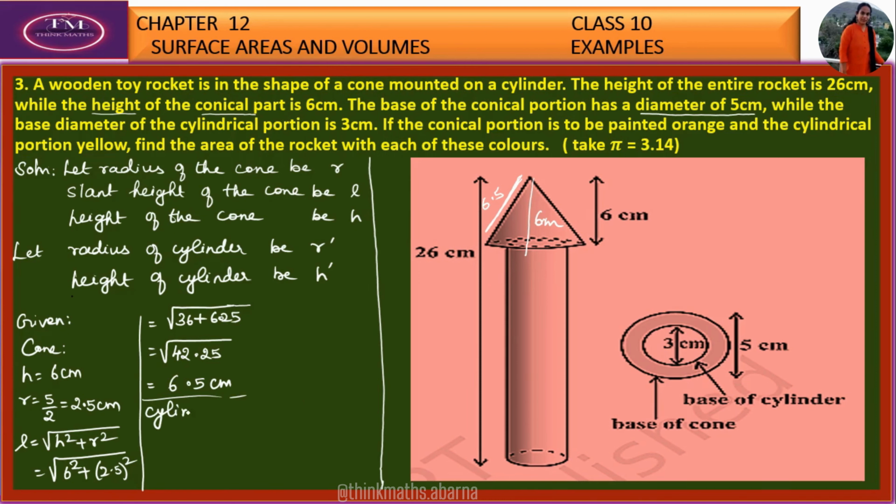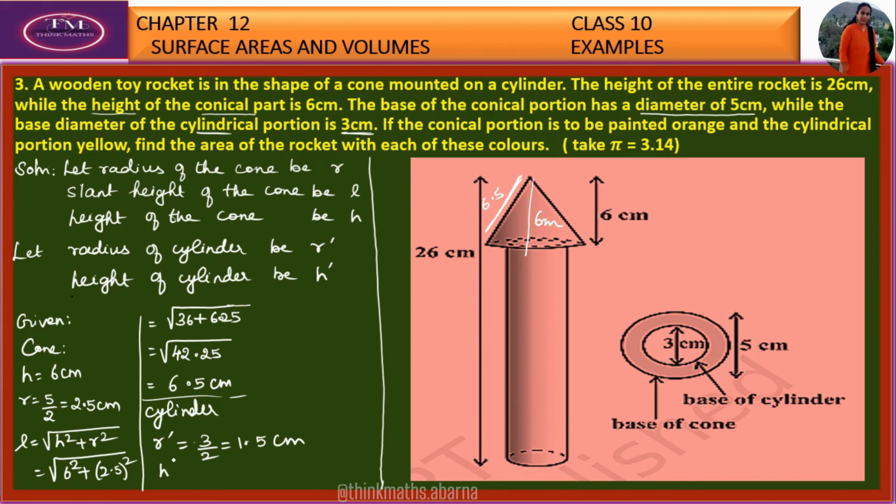Now for the cylinder, we should know the R dash, the radius of the cylinder. What is given? The base of the cone has diameter 5 centimeter, while the base diameter of the cylindrical portion is 3 centimeter. So R dash equals 3 by 2, which is 1.5 centimeter.